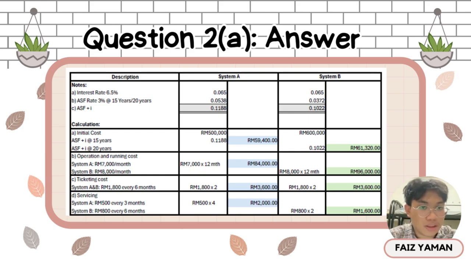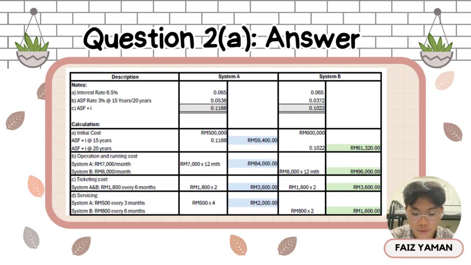So let's continue with question 2A for June 2019. In this question, it was stated that the client is proposing two types of system, automated parking system, which is system A and system B. So we are required to advise and calculate for the client which of these two options gives more value for money to the client. If you can see on the question, there is an ASF rate given, which is 3%, so we are going to use the annual equivalent method for this question.